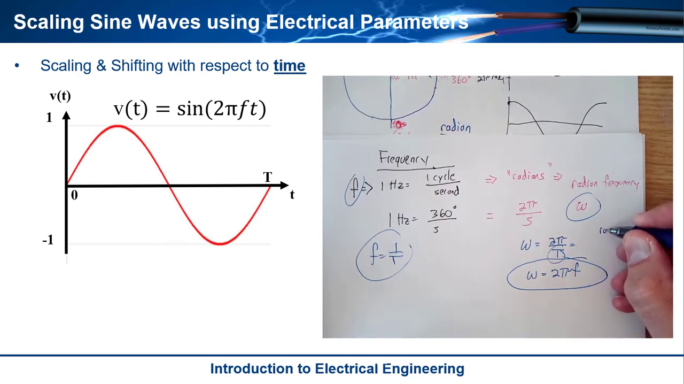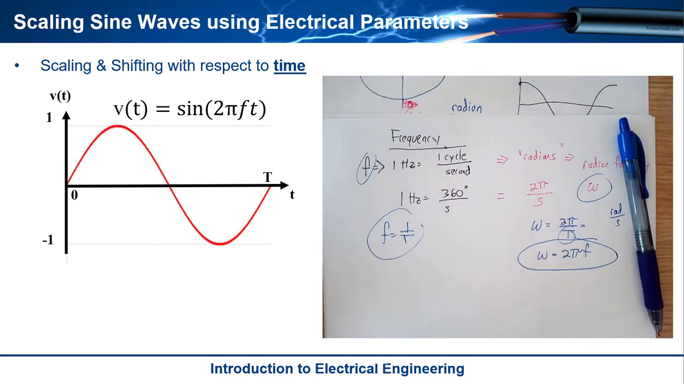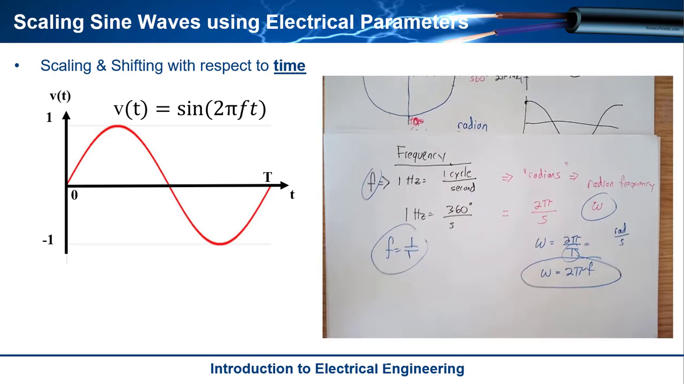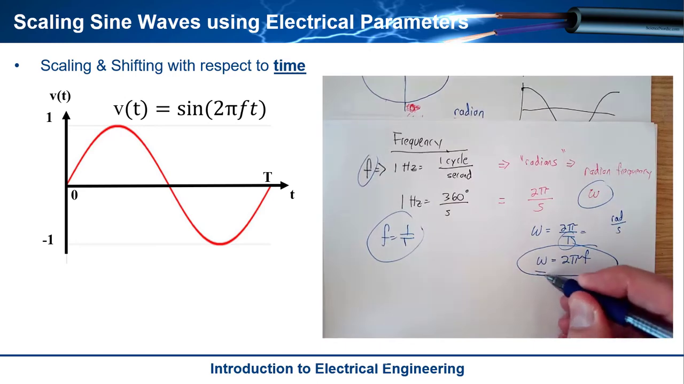Okay, and that's how you convert back and forth between hertz and radian frequency, or radians per second. It's technically rad per second, but I don't like saying that, so just say radians per second. Okay, this is pretty sweet. So now we have defined how we scale it. We've actually defined a new thing, which is called radian frequency.